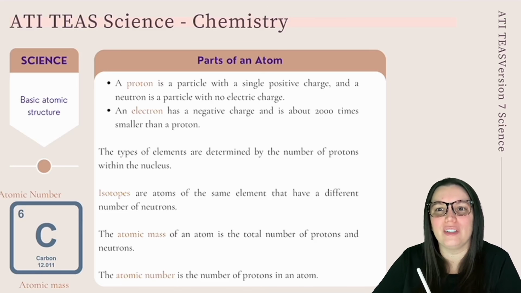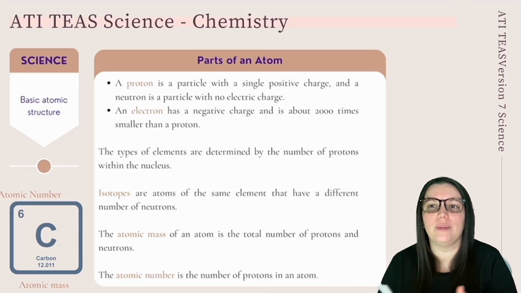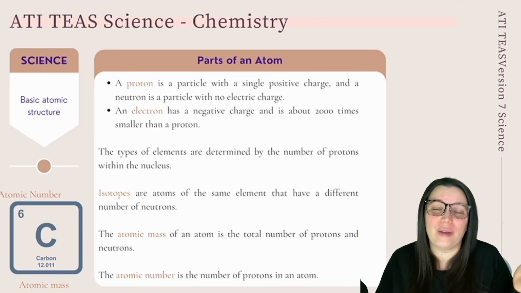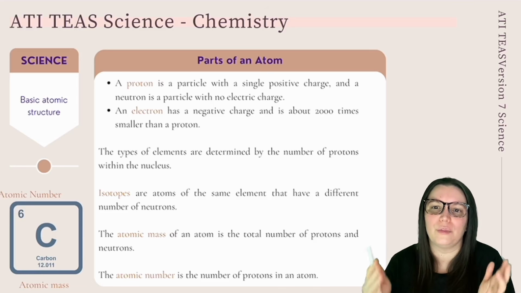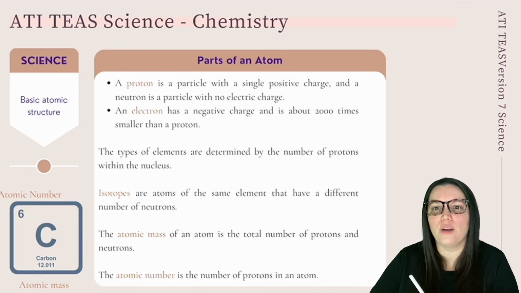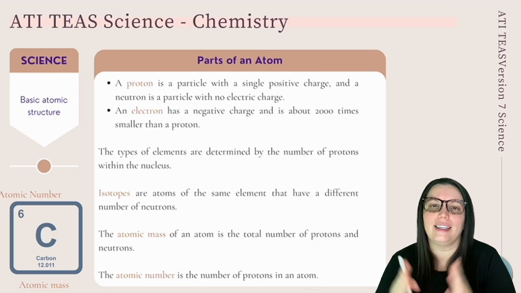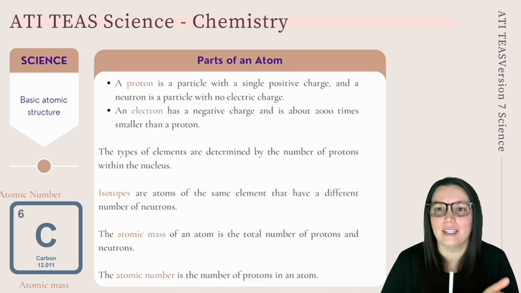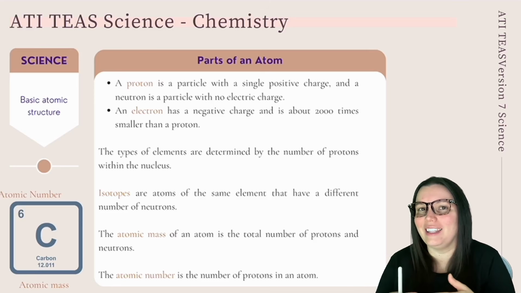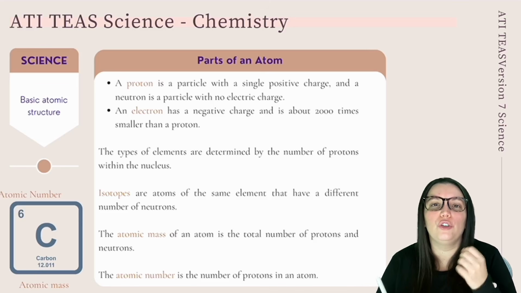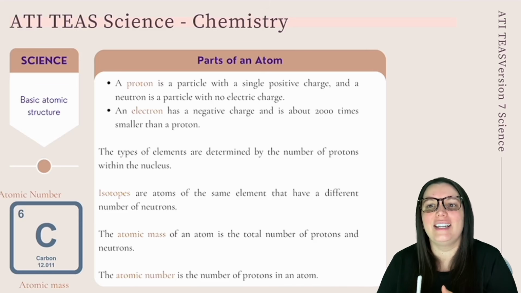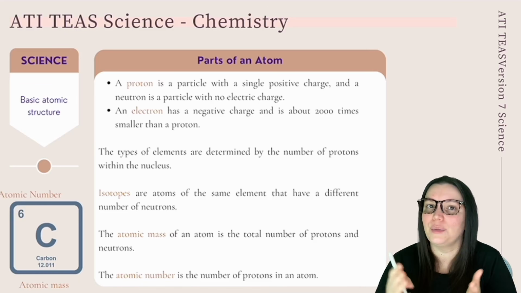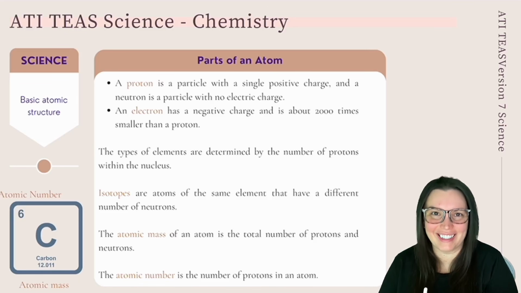Something else that you're going to need to know is atomic mass. The atomic mass of an atom is the total number of protons and neutrons. As electrons are so small, they really don't make up any determination when it comes to the atomic mass. So if we add our protons and our neutrons together, we can get the atomic mass. So for example, carbon-12 is 12, right? We have 6 protons and 6 neutrons, making the atomic mass 12. When you're looking for the atomic number, that's the number of protons in an atom. So again, as we know, carbon has 6 protons, making the atomic number 6.